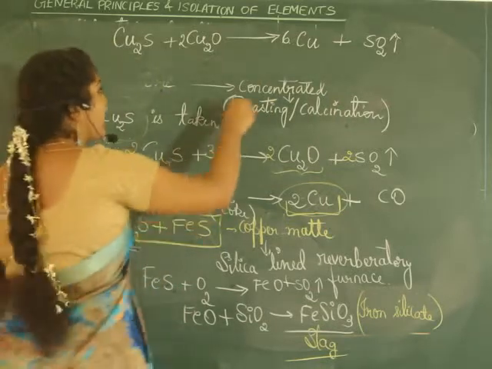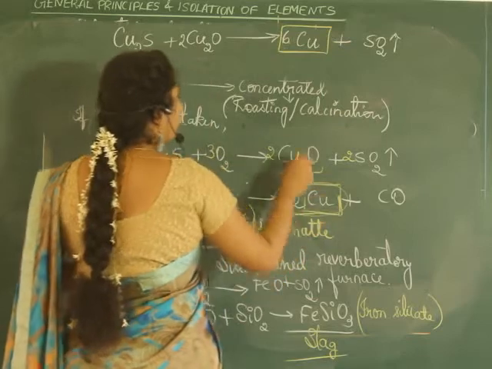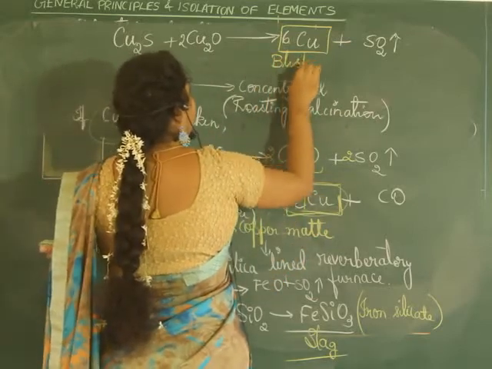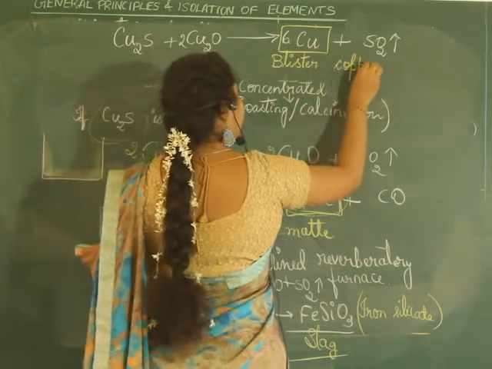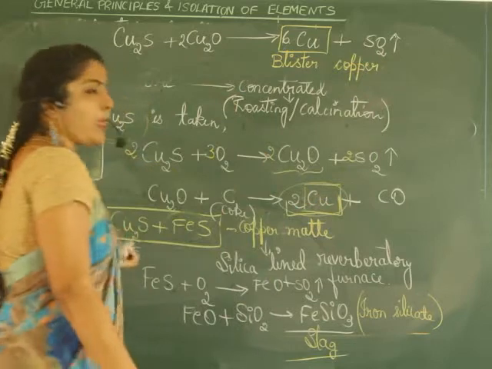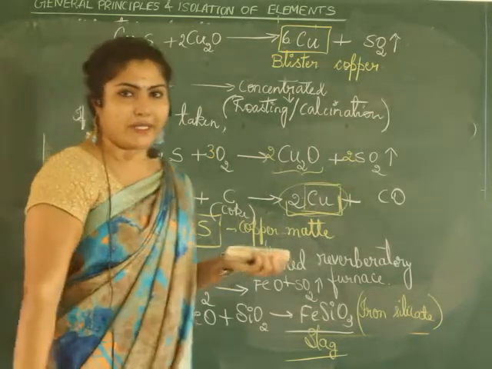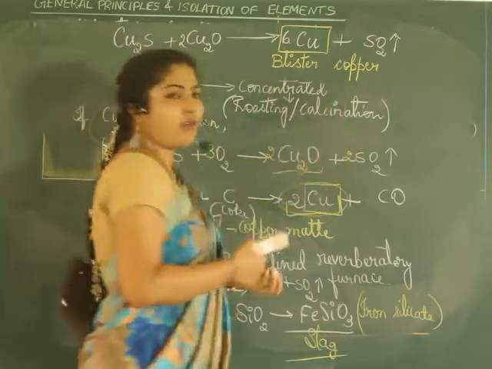And this copper which we get is also called blister copper. Blister copper or blistered copper, they call it. Otherwise, it's also called copper splitter. There's one more name, copper splitter, they call it. Okay, this is blister copper.